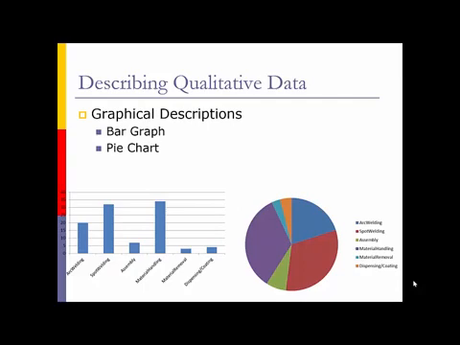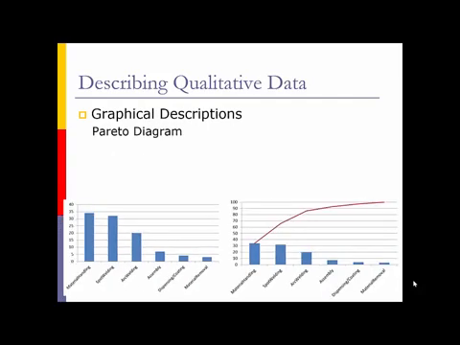Now, there is something kind of interesting that you can do. You can organize your bar chart from highest frequency to lowest frequency, and then you can superimpose a cumulative distribution line, which is what we call the Pareto line, and having the bar chart with the line, it's a Pareto diagram.